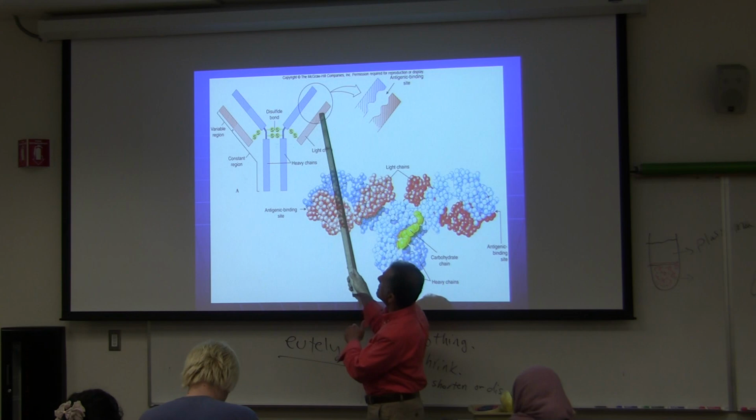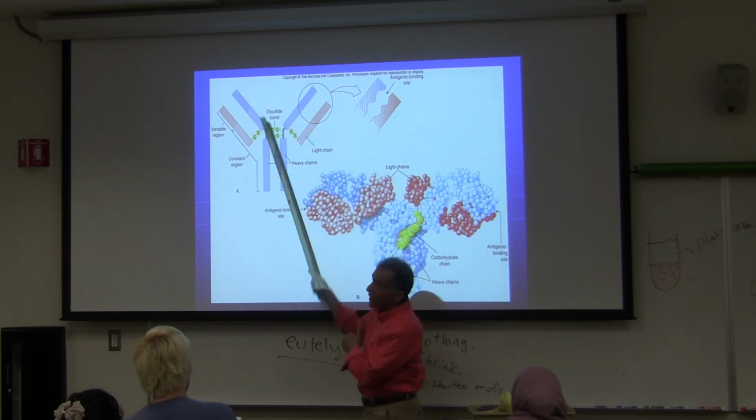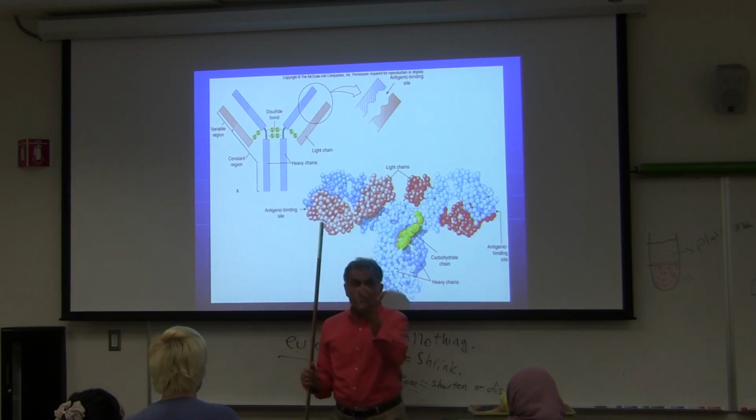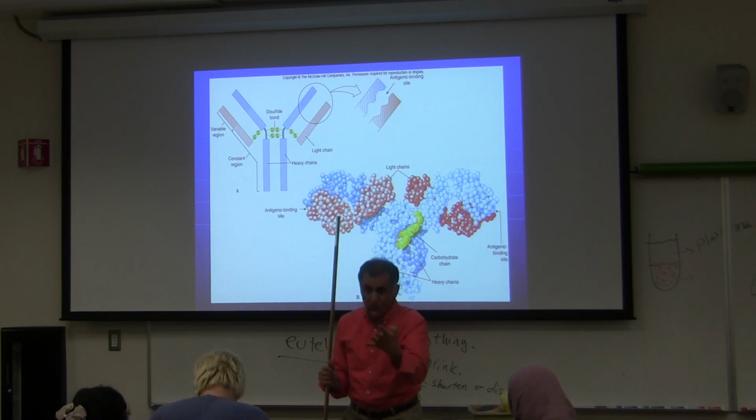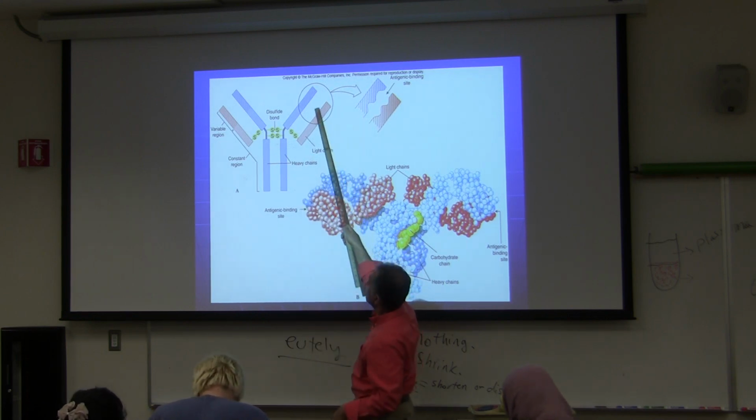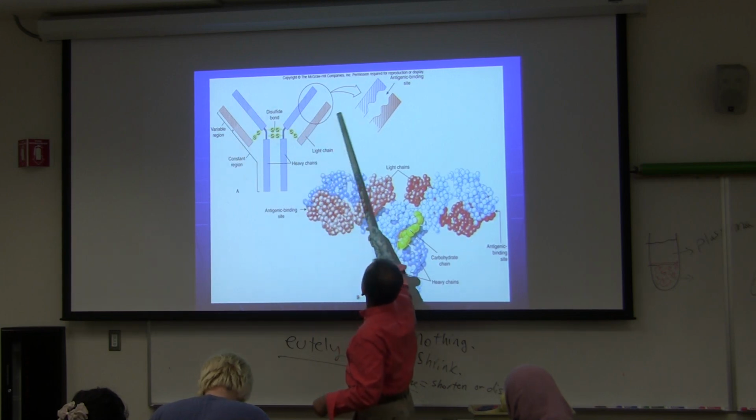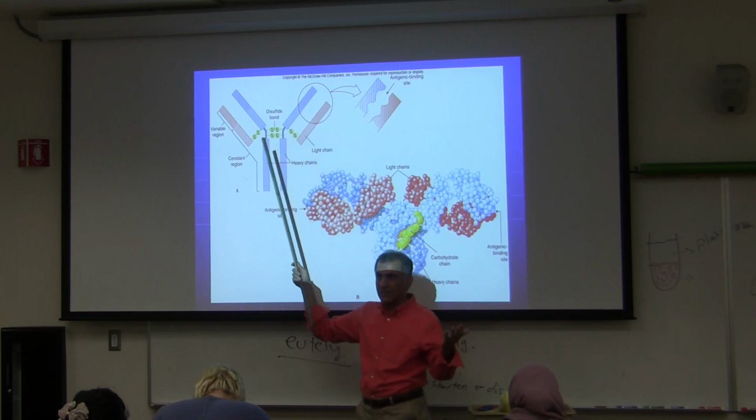But the sequence of amino acids in the shaded area right here is different. It is based on the immunity you came across. I hope I'm making some sense. What does that mean? It means the sequence of amino acids here, they call it the variable region or antigen binding site. Same thing, variable region, antigen binding site.